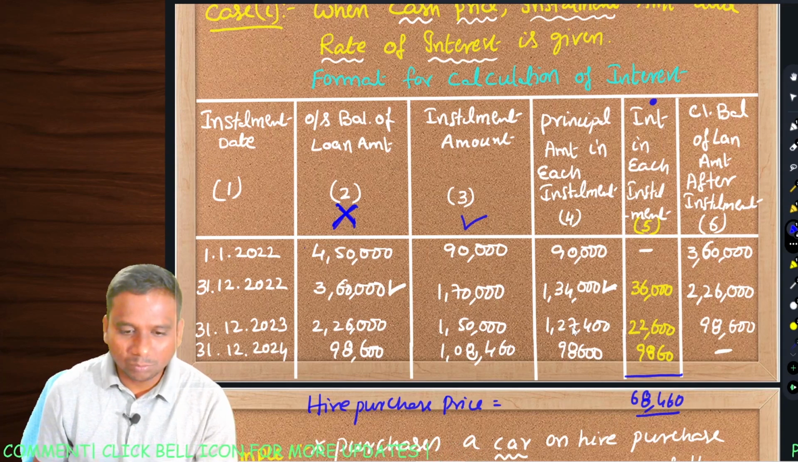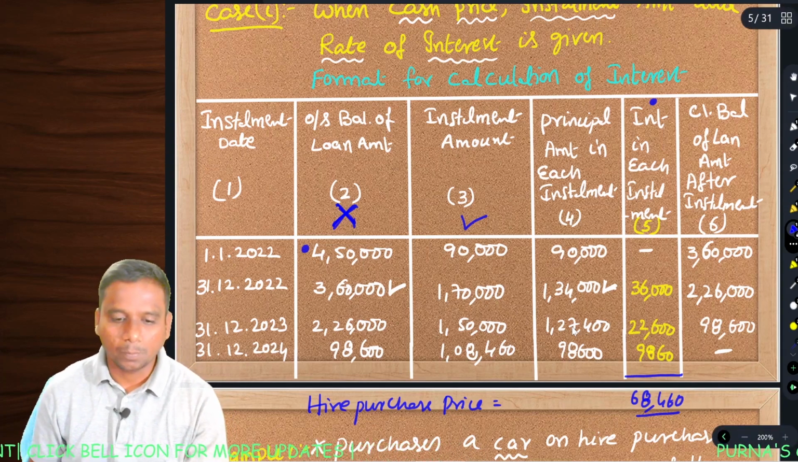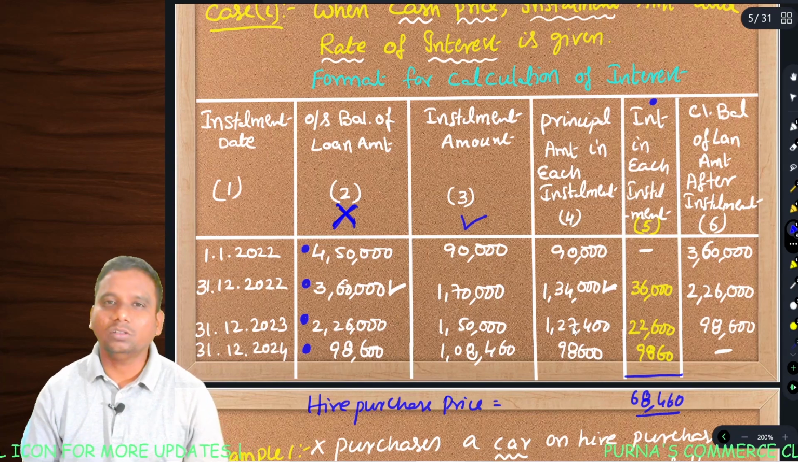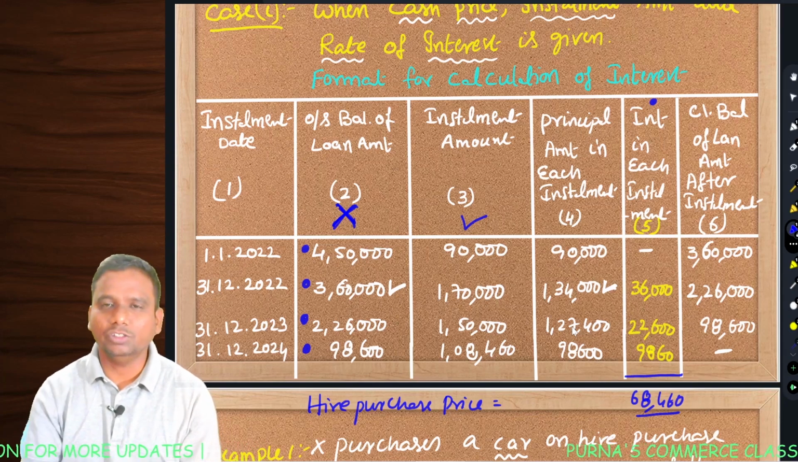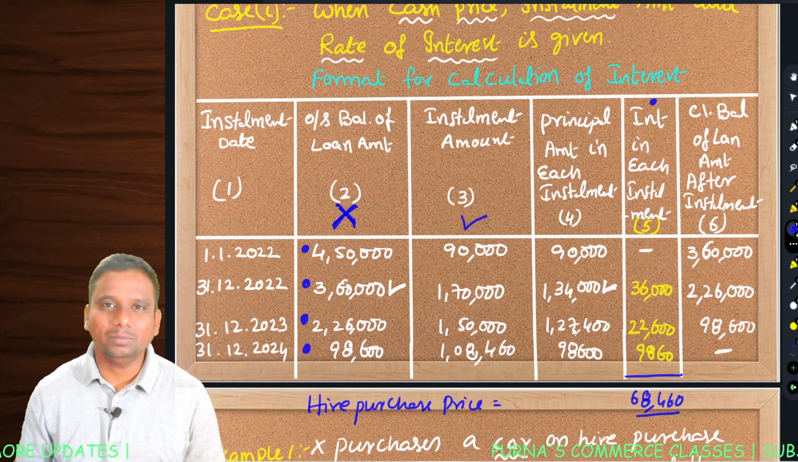Because opening outstanding in the first installment, what is the amount outstanding? That we don't know. Yes or no? All the outstanding amounts, we don't know. Then how do you calculate? That is the question. Think and tell me.